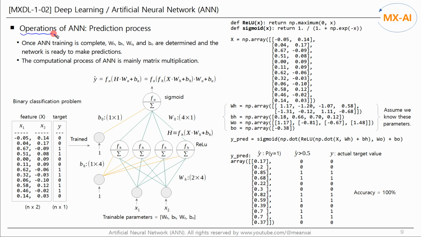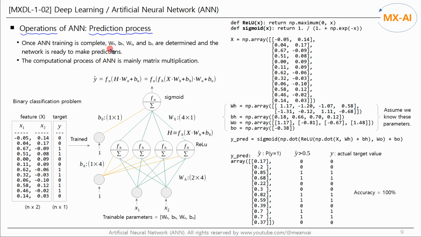Now let's look at the operations of ANN. There are two main steps in the operation of ANN, forward propagation and back propagation. The ANN training process requires both steps, but the prediction process only requires the forward propagation step. Here we will look at the prediction process, forward propagation.